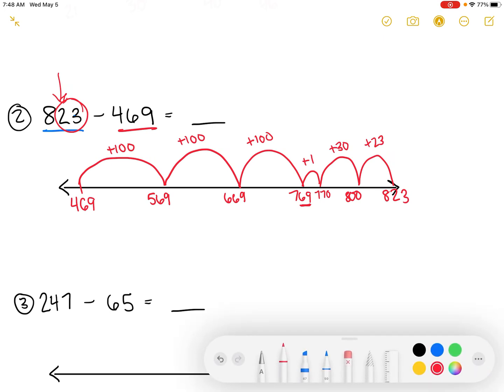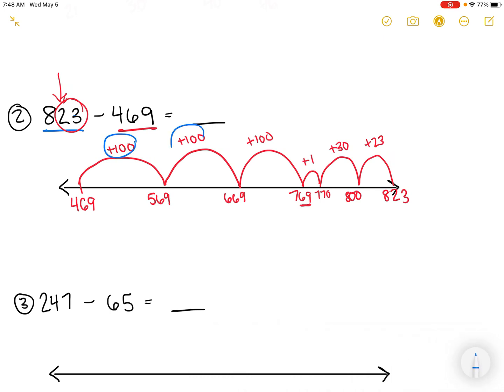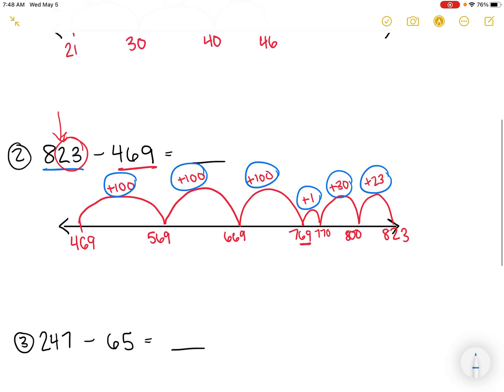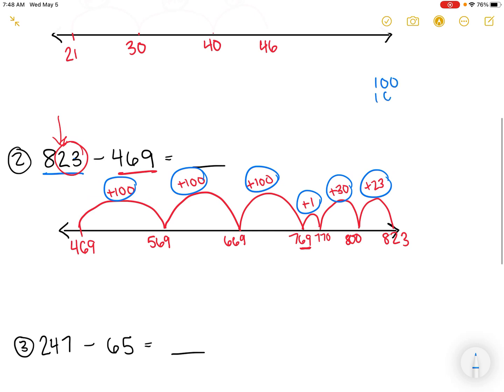Now what we need to do, again like we did before, is add all of our jumps together. So we have 100 plus 100 plus 100 plus 1 plus 30 plus 23. So 1 plus 3 is 4. 3 plus 2 is 5. And 1 plus 1 plus 1 is 3. So 823 minus 469 is 354.